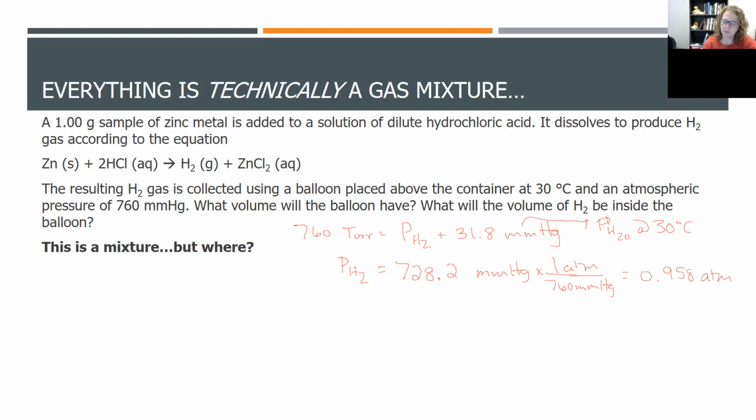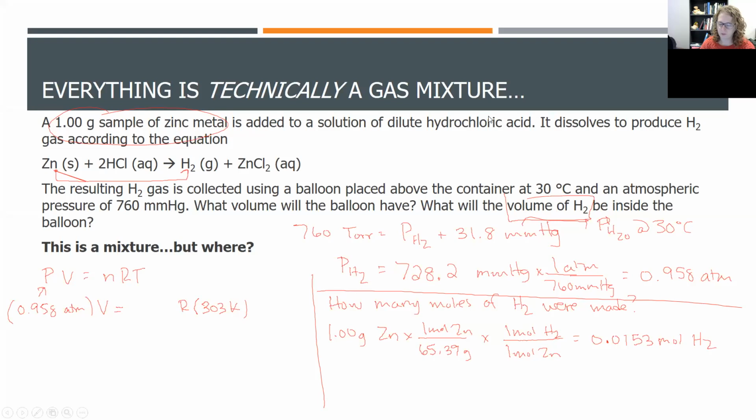If that's the case, we wanted to know the volume of H2 inside the container. Well, I don't quite know yet because I have PV equals nRT. I've got a P, that's 0.958 atmosphere. I've got a volume I'm solving for. I've got an R, and I've got a temperature. We said that was 30 degrees, so that's going to be 303 Kelvin. I don't have moles yet, but I have stoichiometry. I can use stoichiometry to say, if I start with this much zinc, I get this much H2 out at the end. Let's go ahead and do that.